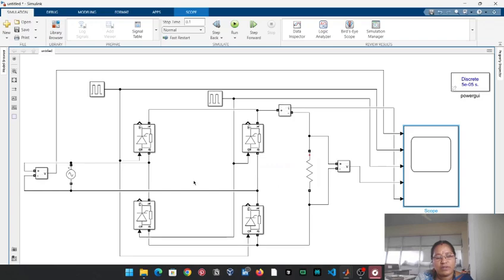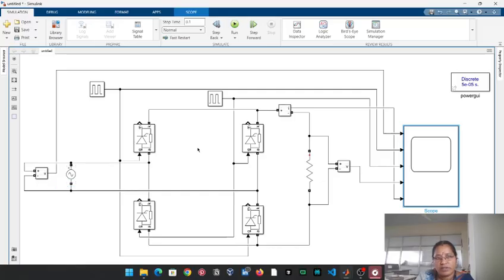This converter works with R, RL and RLE loads. Here we are going to analyze the comparison between the R and the RL loads, also with and without freewheeling diodes. This is the converter with R load. We have a single phase 230 volt AC supply with 50 hertz.